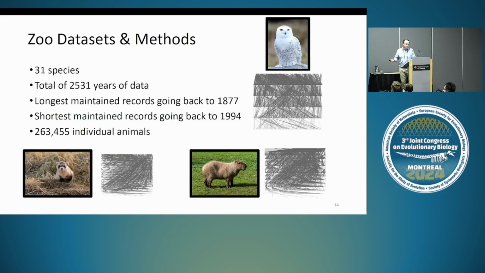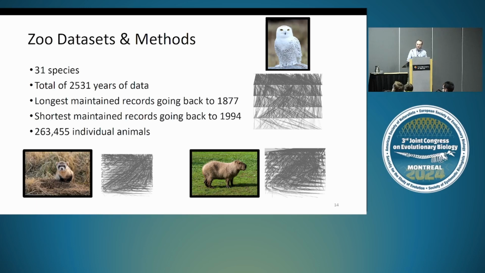To give you a sense of the data sets that we actually worked with, we ended up going with 31 different species where we were able to get these big pedigrees. It's a total of 2,500 years of data. The longest maintained records in some cases go all the way back to 1877. Some of the shortest maintained records are as early as 1994. And in total, the data set that we analyzed has 260,000 individual animals in it.